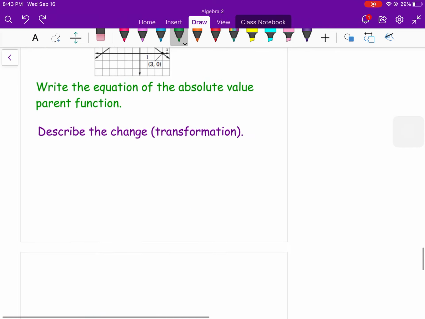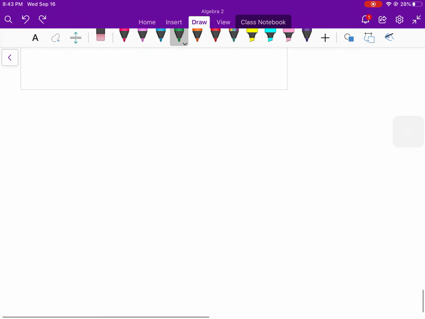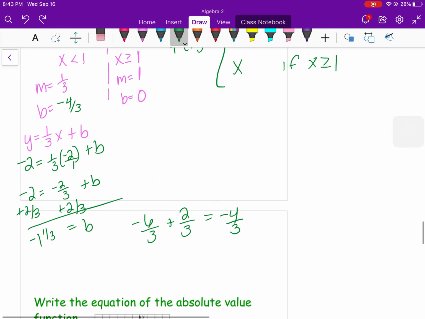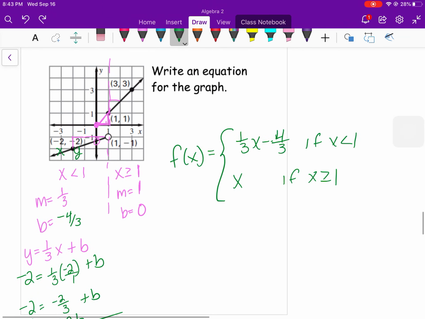Okay, writing equations of absolute values and graphing. I think I'm going to skip those for now. If you want me to go through those with you, let me know.